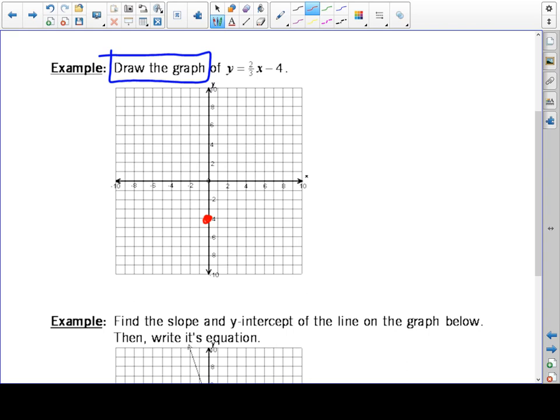Then what we do, we need to figure out how to draw a slope of 2/3. Rise, run, up 2 over 3, up 2 over 3, up 2 over 3. Do as many times as you want.